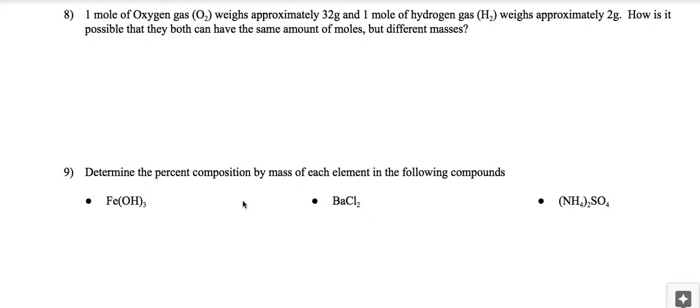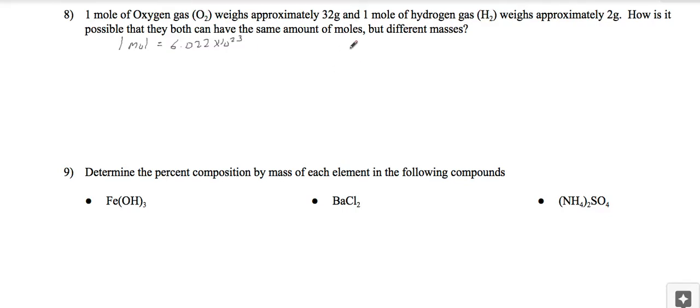Number 8, 1 mole of oxygen weighs 32 grams, while 1 mole of hydrogen weighs approximately 2 grams. How is this possible? Well, oxygen has a larger atomic mass. So if we think about this in terms that 1 mole is always equal to this many, the mass of it is going to be dependent on how large an individual atom is. And so an individual atom of oxygen weighs more than an individual atom of hydrogen.